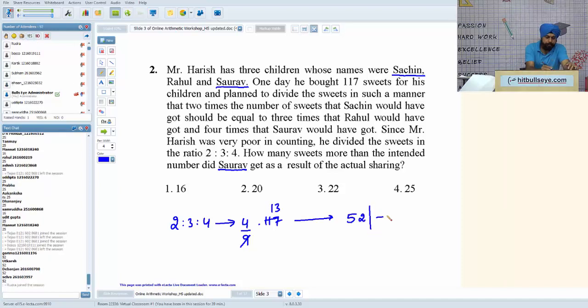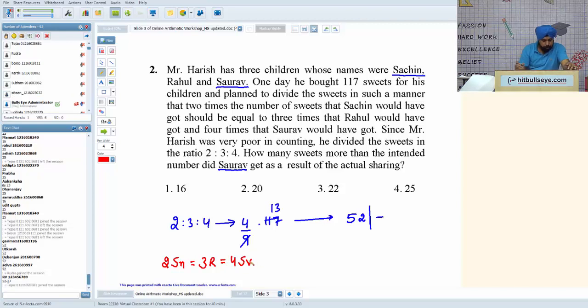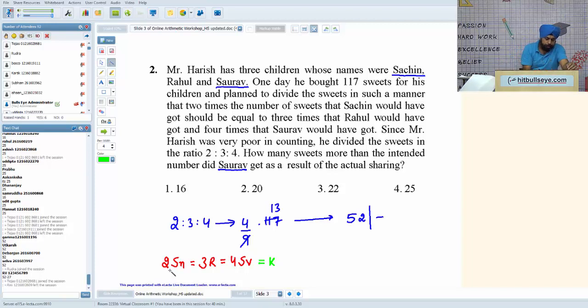Now students, the second part gives a very important learning for some of you. Now here it says that 2 times Sachin is equal to 3 times Rahul is equal to 4 times Saurabh. Now students, let me come to the method here. You all know what we do usually. We place all these values to be equal to K, and then we try to find Sn in terms of K, R in terms of K, Sv in terms of K, and so on. So let's apply a shortcut here.